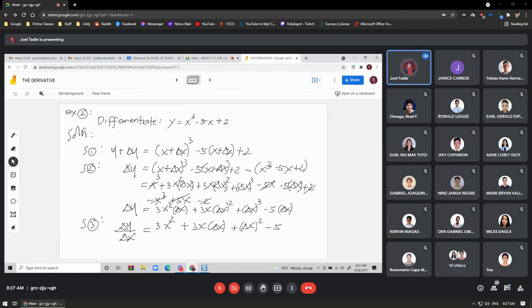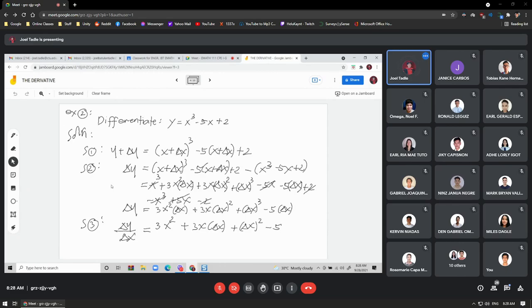So this is the solution for number 2. Example number 2. If we follow the 4-step rule, step number 1 is to substitute y plus delta y for y and substitute x plus delta x for x. So the first thing to do in step number 1: we replace y with y plus delta y, and we replace x with x plus delta x.